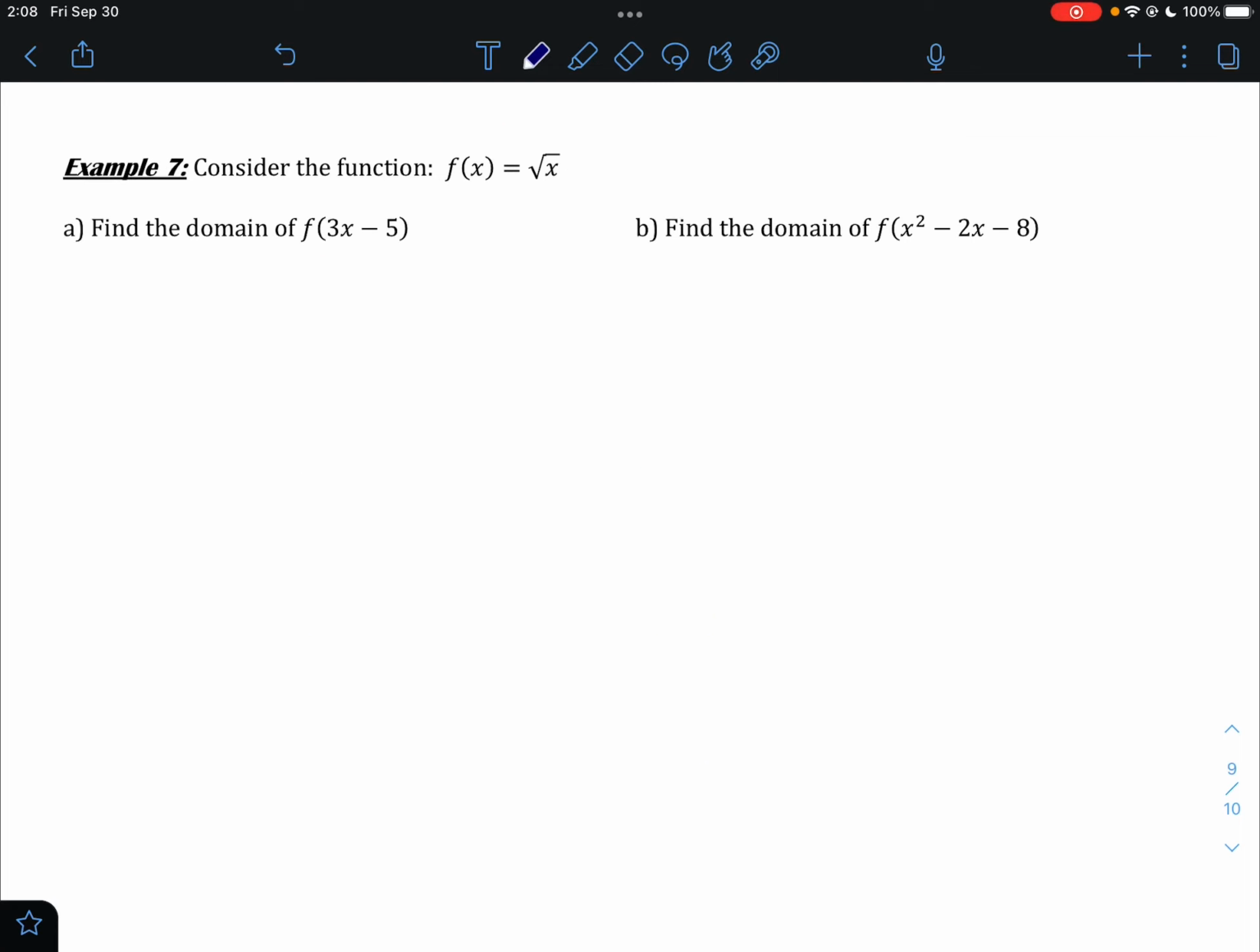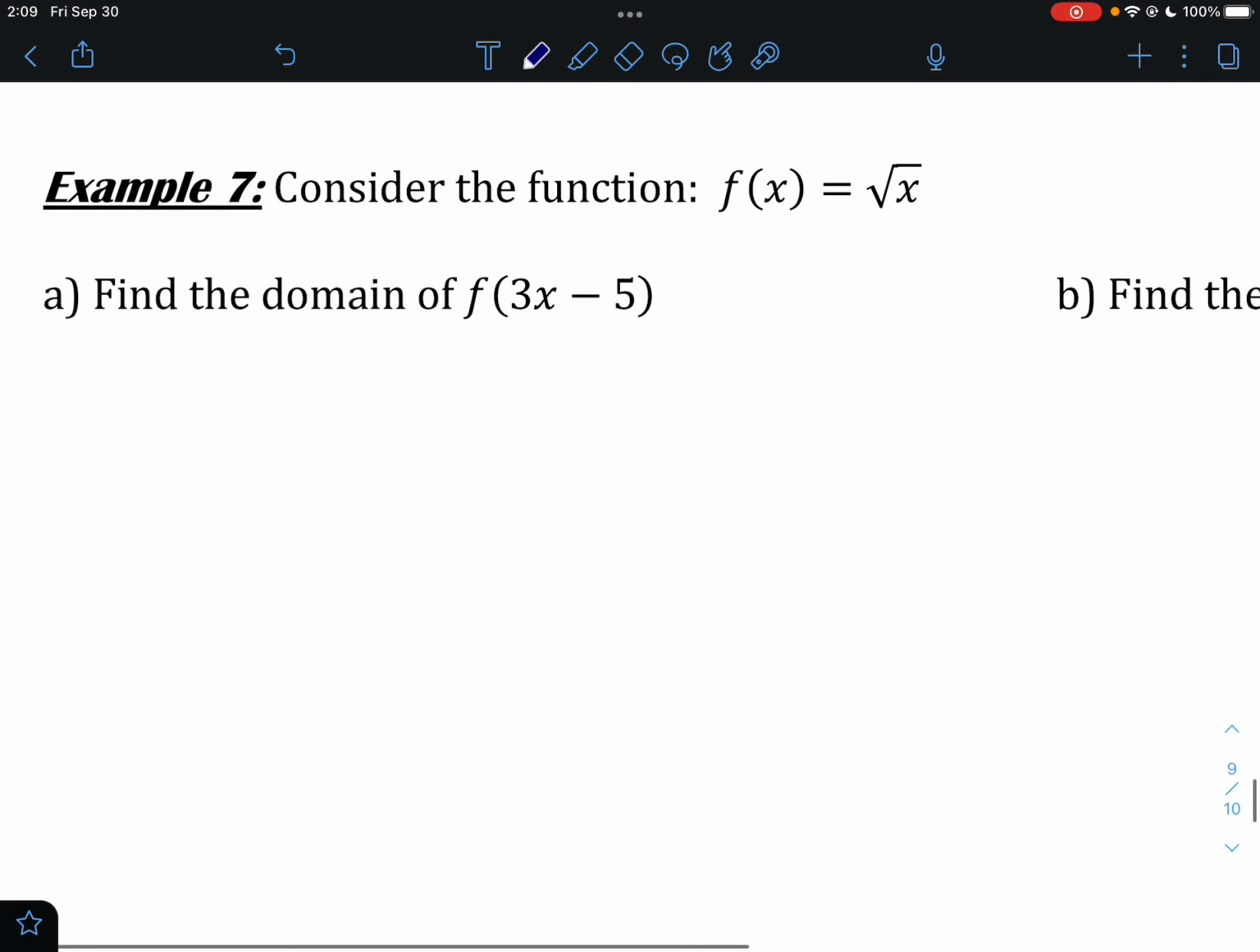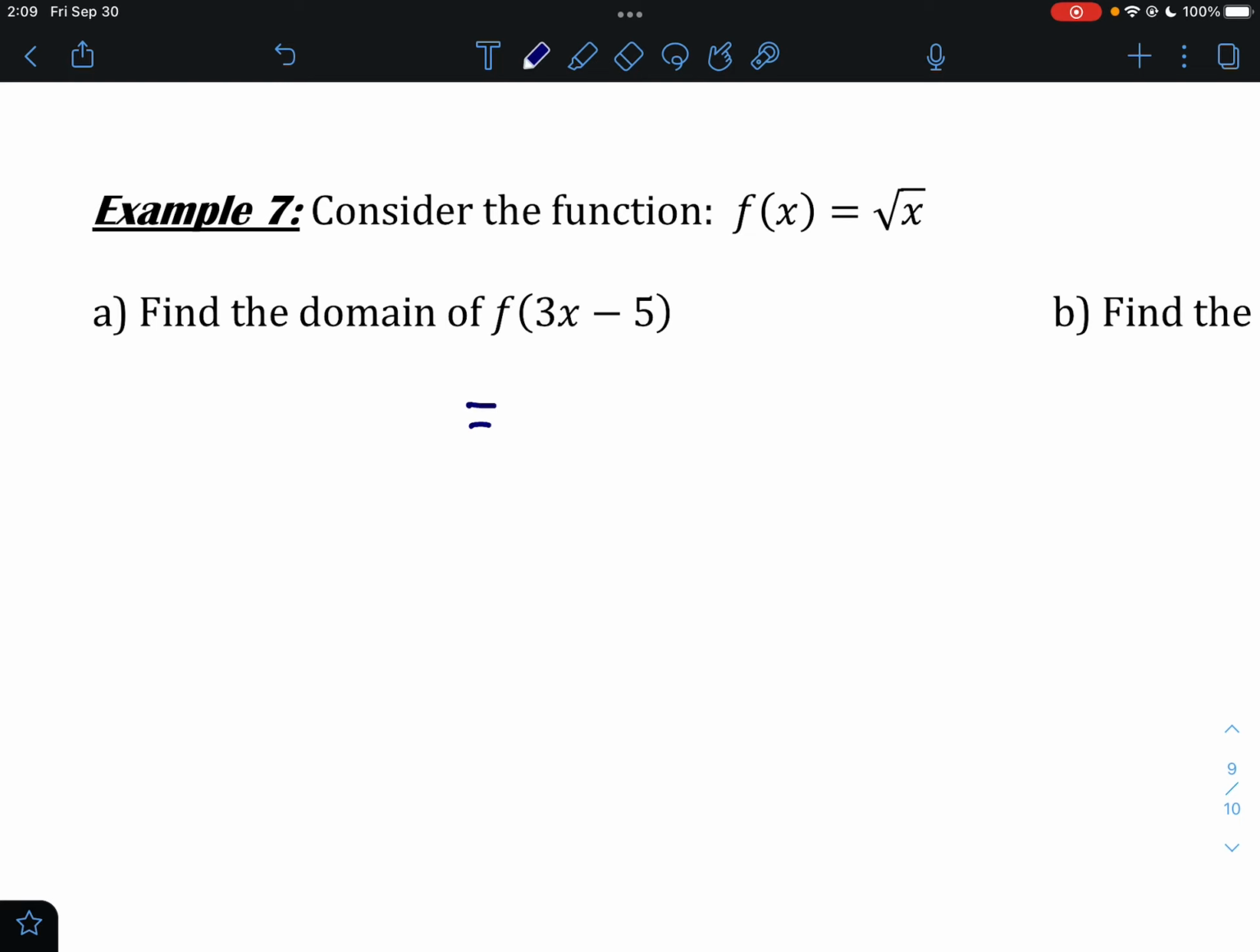Number 7, consider the domain of f of x equals root x. So find the domain of f of 3x minus 5. So f of 3x minus 5 would equal root 3x minus 5. Now, we've done these problems earlier in the year, but remember, we can't take the root of a negative number. So we want 3x minus 5 to be greater than or equal to 0.